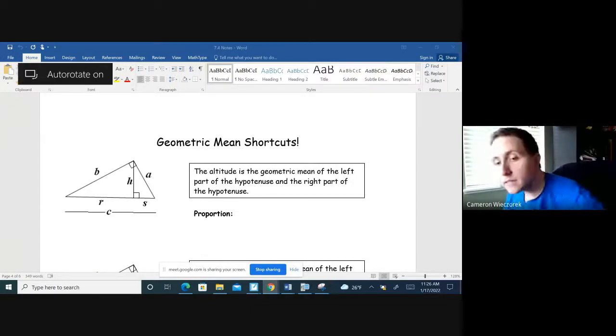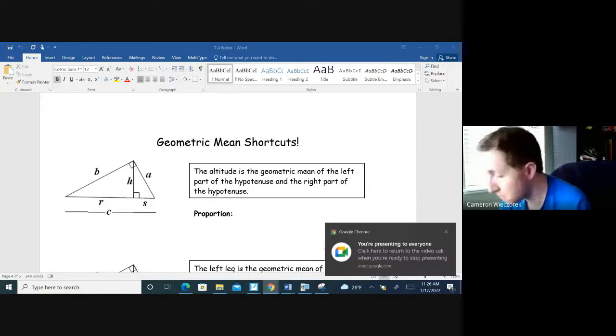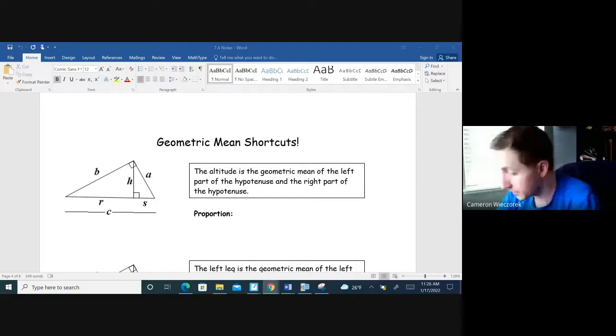All right, this is the second video of section 7.4. We're going to look at those geometric mean shortcuts now that we've seen how to split apart the right triangle into three separate right triangles.